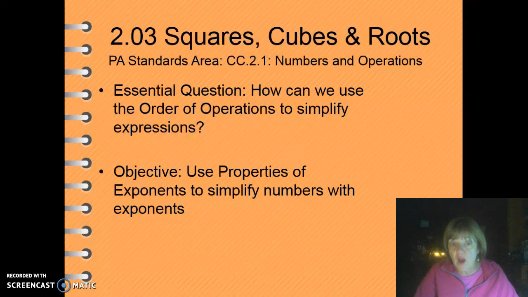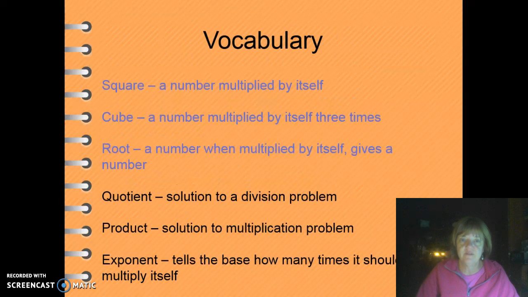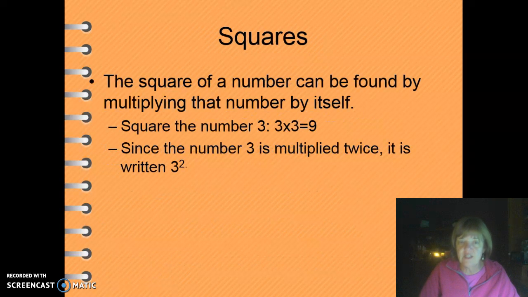Of course, using properties of exponents to simplify numbers is one of those steps. Very important. I'm adding to our vocabulary list for this unit. We're going to be talking today about squares, cubes, and roots, so we will get into those definitions in our lesson.